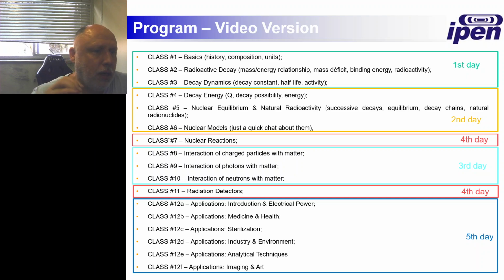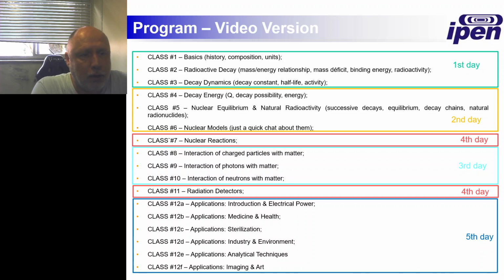First one is decay energy, right? The Q, which is the energy released in a decay, how you calculate it. And then we talk about how this can be used to see if a decay is possible or not. And we end up talking about what happens with this energy. If I release energy, which form is it released, right?